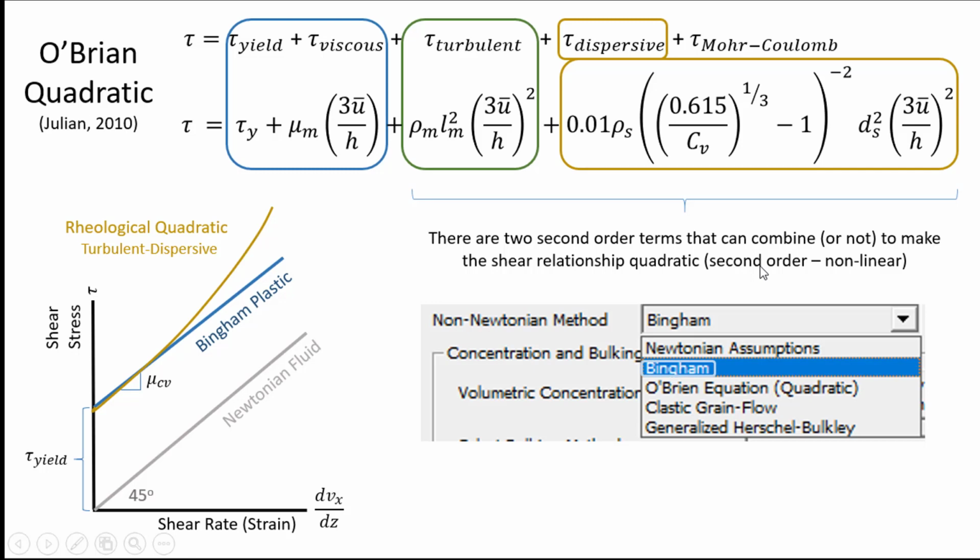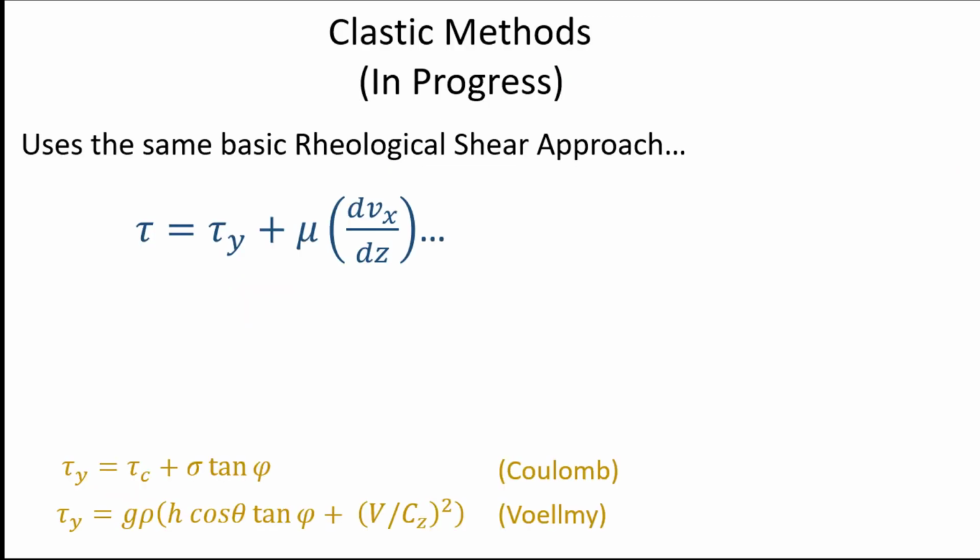Now, you also have to just kind of trust that O'Brien's science works, and sometimes it does, and sometimes I've found that just going with Bingham's is a little bit better. Well, O'Brien's main contribution was trying to tie that quadratic term into the physical reality and what's actually going on. So it's quite clever. But then, if you want to invoke the geotechnical model, we're going to use the same basic rheological approach. We're still going to use this yield strength and the viscosity times the strain.